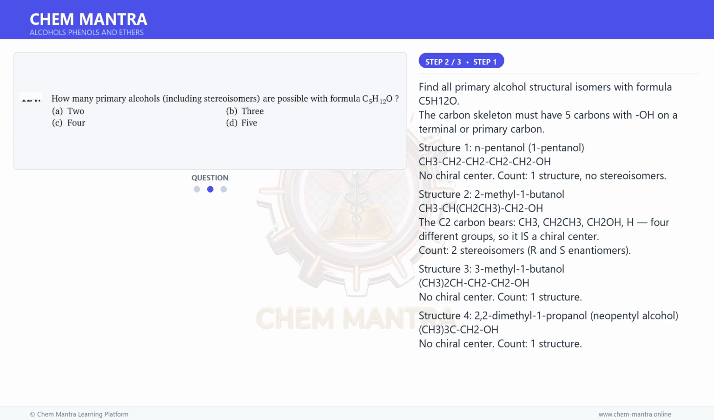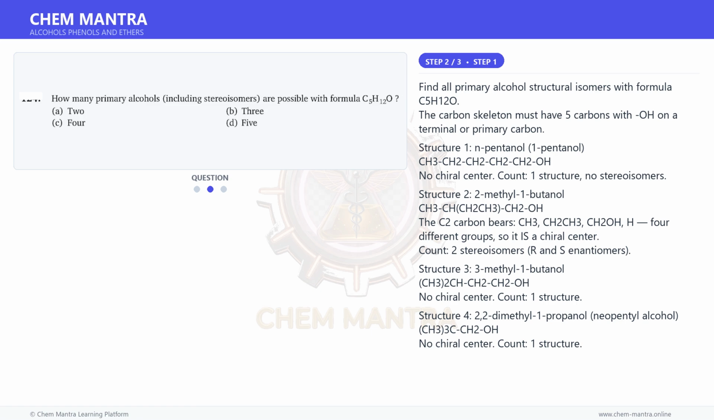Moving on to the next step. Find all primary alcohol structural isomers with formula C5H12O. The carbon skeleton must have 5 carbons with OH on a terminal or primary carbon. Structure 1: 1-pentanol, CH3CH2CH2CH2CH2OH. No chiral center. Count 1 structure, no stereoisomers.